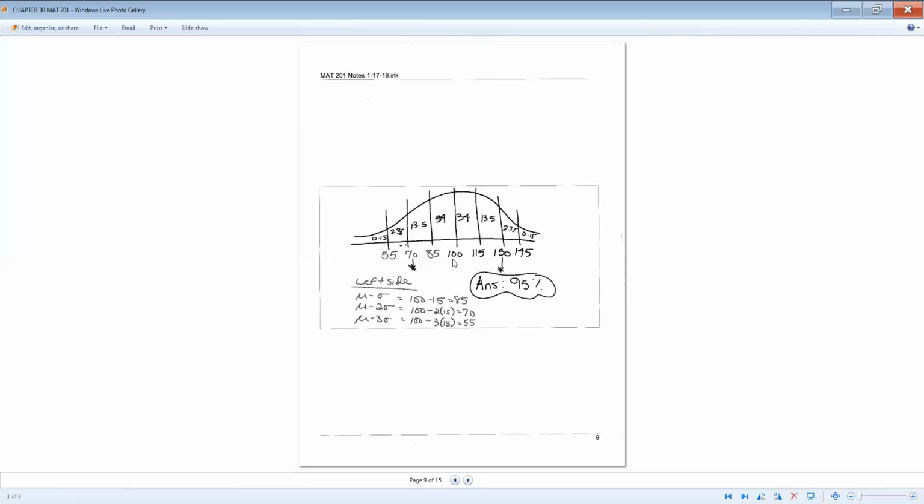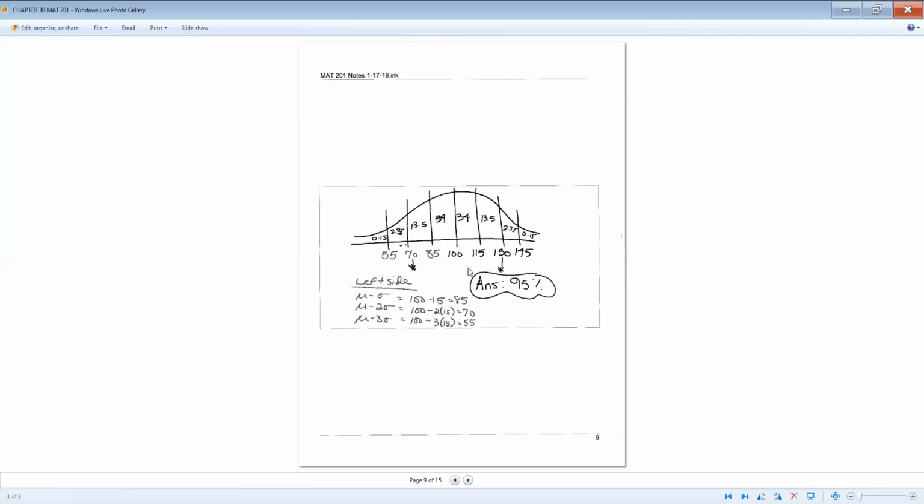So we have our mean in the middle, 15 added 3 times, 15 subtracted 3 times. Our percentages will stay the same according to the empirical rule. These numbers may change according to what our standard deviation is and what our mean is.